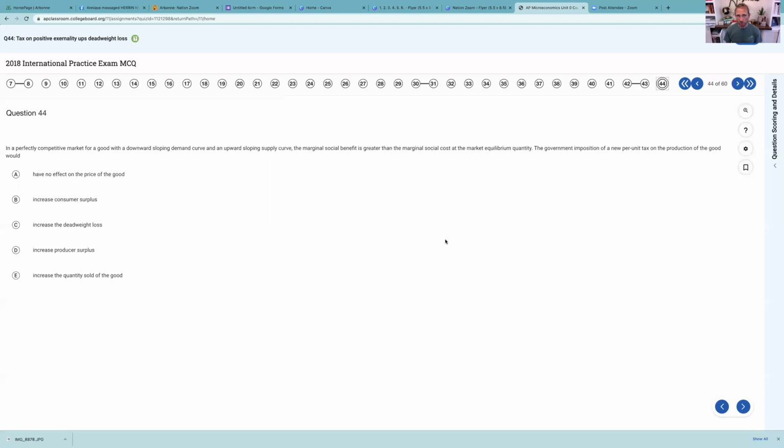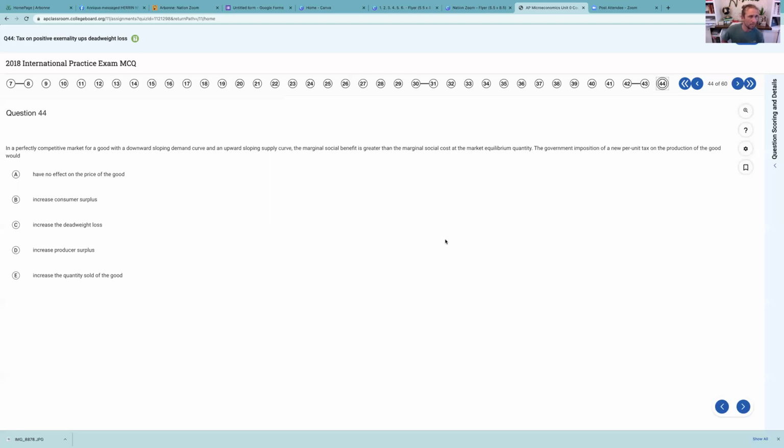Intuitively, we know that if you impose a tax on the product, it's going to decrease consumer surplus of the good. A says it's going to have no effect on the price. That's not it. If you tax a good, there's going to be an increase in the price unless the demand is perfectly elastic, which it's not. It says it's downward sloping. Or the supply is perfectly inelastic, which it's not. It says upward sloping supply curve.